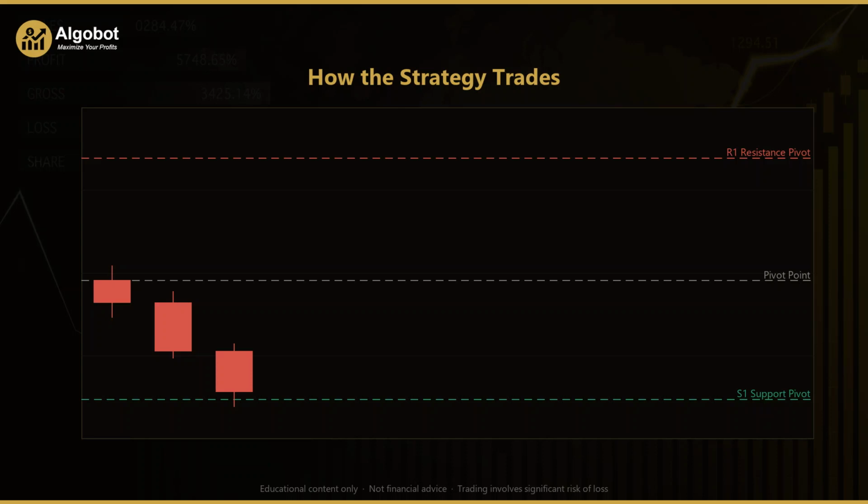Look at the first few candles. Price is drifting down, away from the central pivot point, and heading toward the S1 support pivot. The second candle is a solid bearish candle that pushes its low right down into the S1 support band. On its own, that is just a falling market. The strategy does not act yet. It is waiting for confirmation.